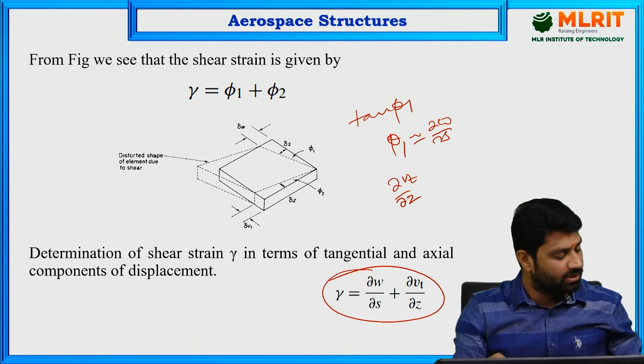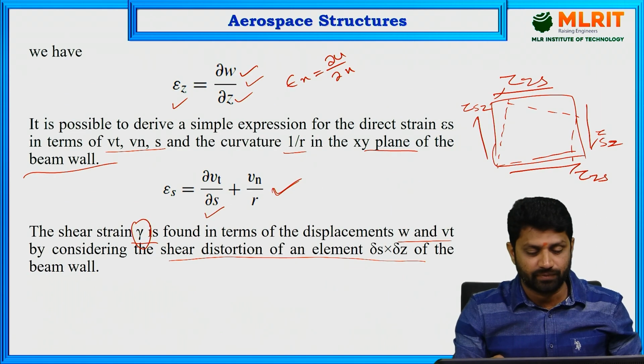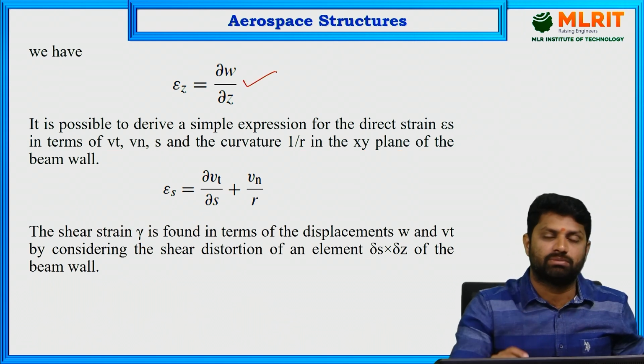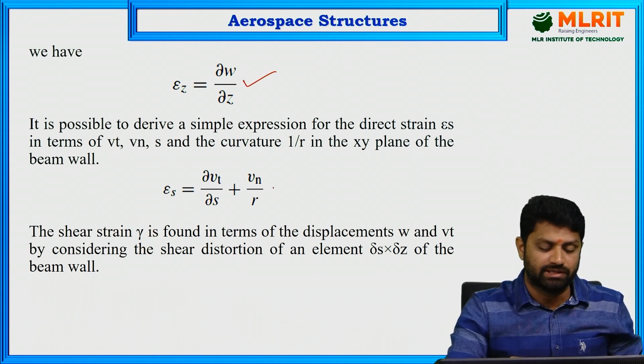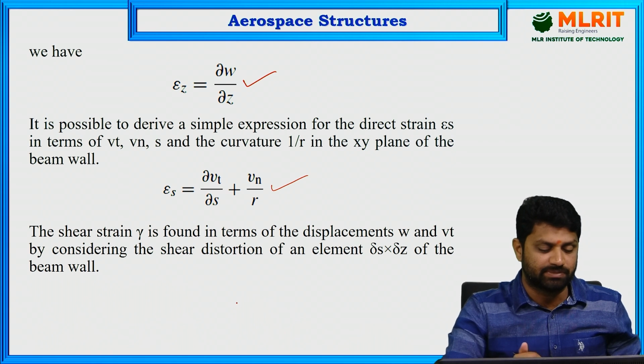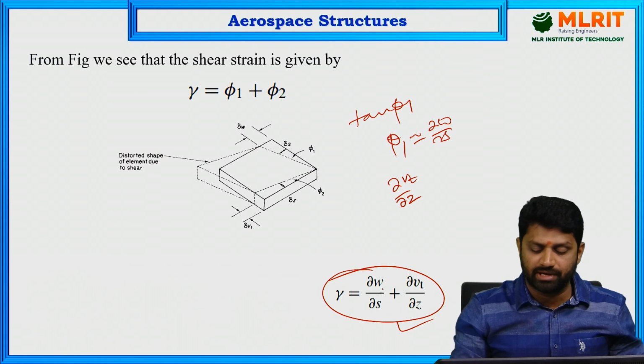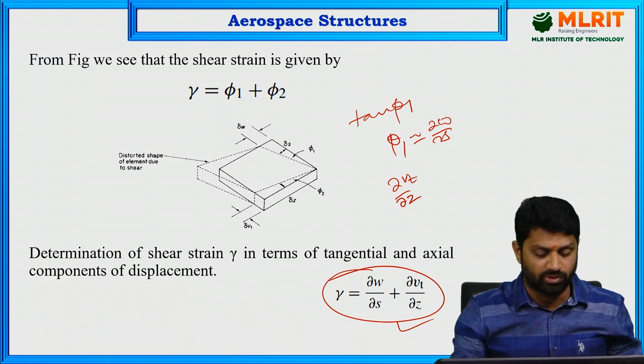So if you go back and see, the strain in the z direction is ∂w by ∂z, and the direct strain in the s direction is epsilon s equals ∂vt by ∂s plus Vn by r, and now the shear strain is nothing but gamma equals ∂w by ∂s plus ∂vt by ∂z. So these are the direct strain and shear strain associated at any point.